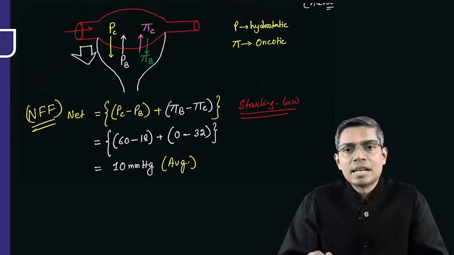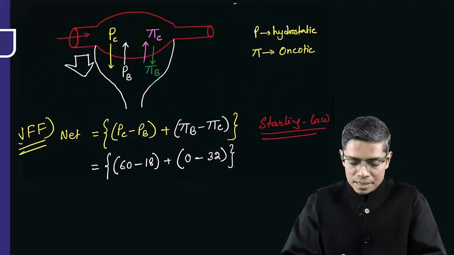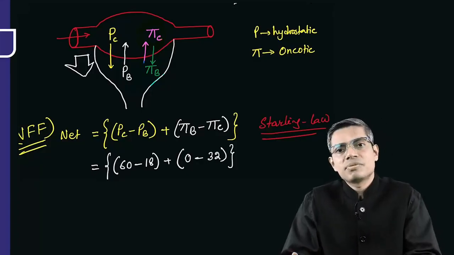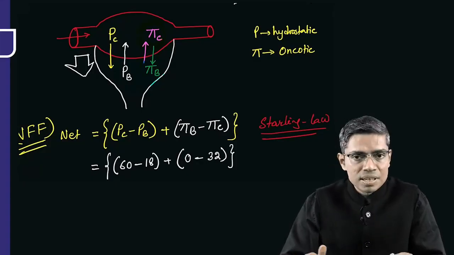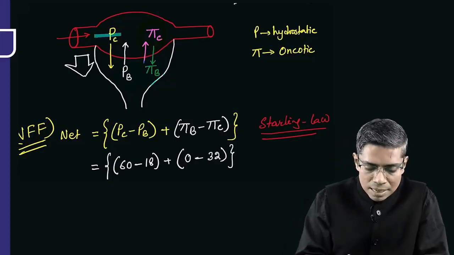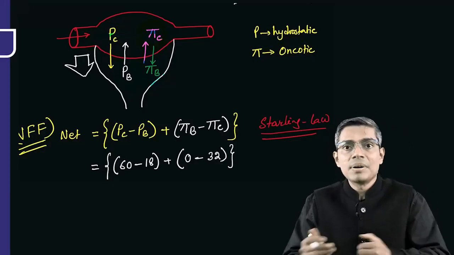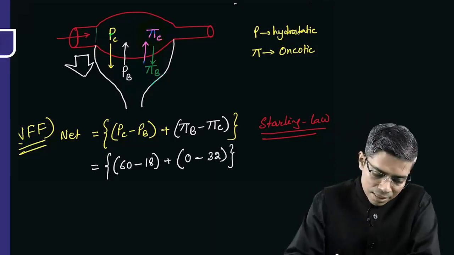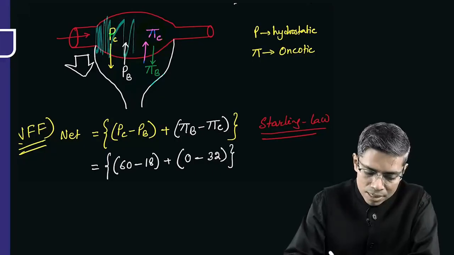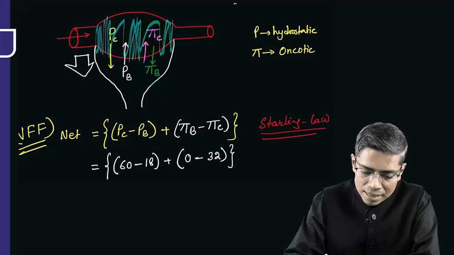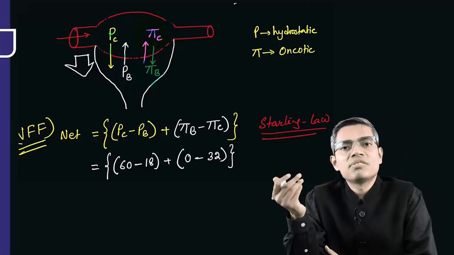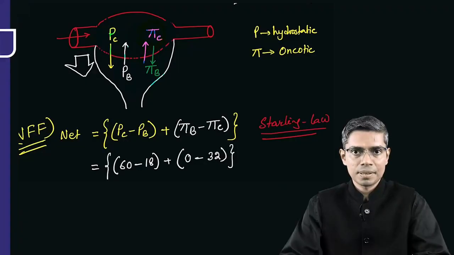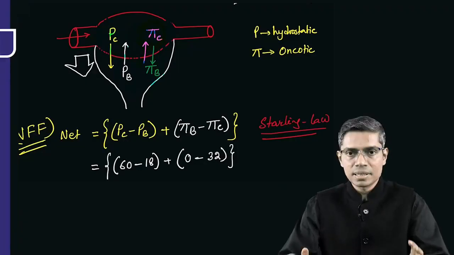Now, if you look at Ganong, Ganong has described these forces in a different way, and Ganong is clearly saying that although the average force of filtration is 10 millimeter of mercury, the filtration is not equal in every part of this capillary. Try to understand: if I ask you whether filtration will be maximum at the beginning of this capillary, at the middle portion, or at the end portion of this glomerular capillary, where will the net filtration force be maximum? Okay, so try to understand this topic like this.